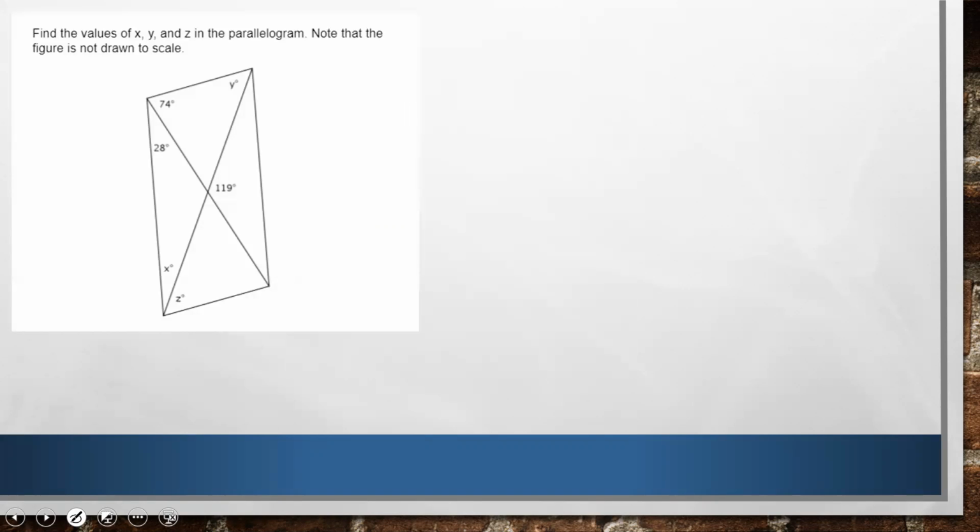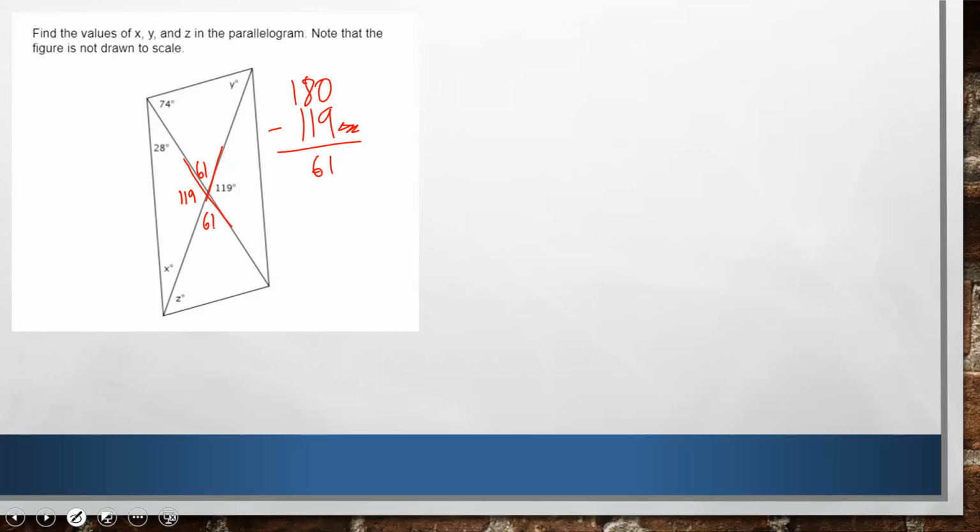Let's use that on this example. Now, first thing, I'm going to just fill in everything that I know. One thing I know, this is 119 degrees because it's a vertical angle. I also see that this forms a straight line here, linear pair. So I'm going to take that 119 and take that away from 180. And that's going to give me 61 degrees. So I know this is 61 degrees. Okay, now I also know that vertical angles makes this 61 degrees.